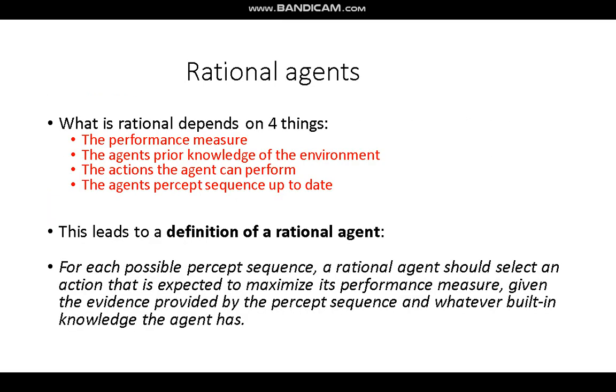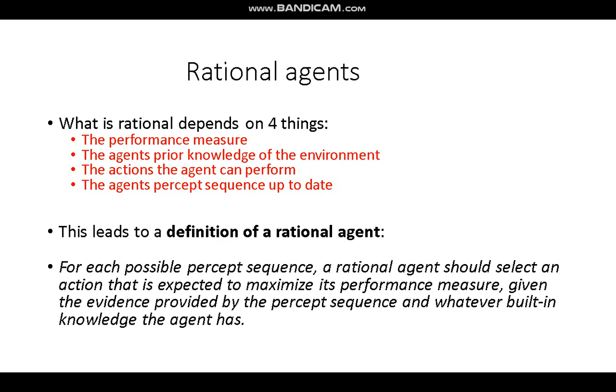Rational agents. What is rational depends on four things: the performance measure, the agent's prior knowledge of the environment, the actions the agent can perform, and the agent's percept sequence to date. This leads to a definition of a rational agent.